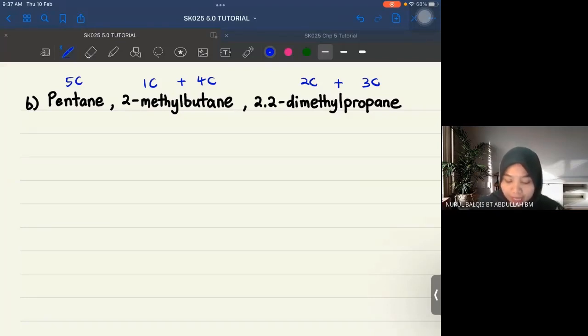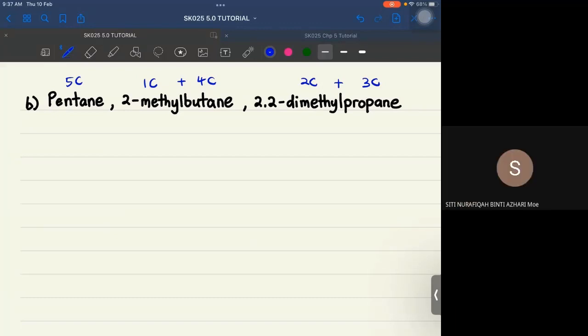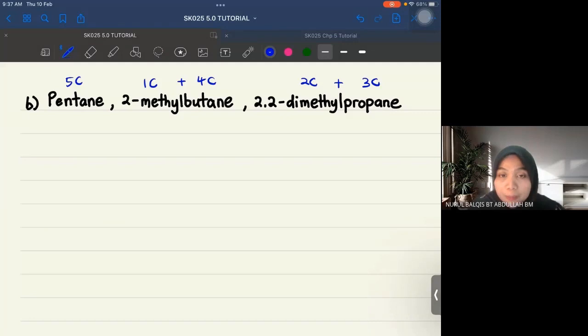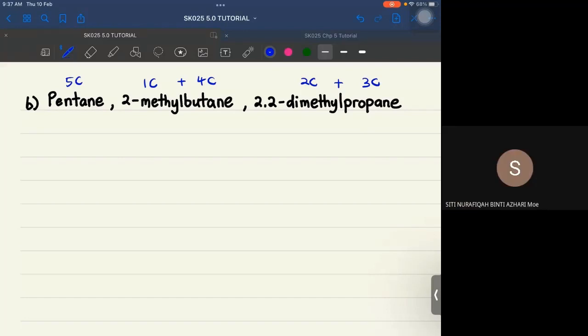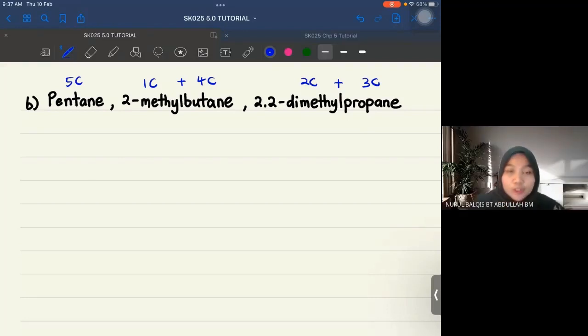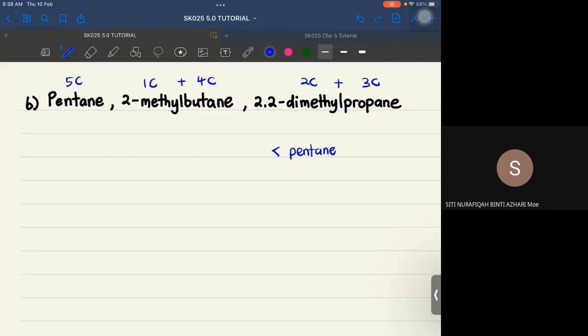Who do you think gonna have the highest boiling point? Bila kita nampak in terms of branching macam ni kalau tak keluarkan structure pun. Siapa paling tinggi? 2,2-dimethylpropane paling tinggi high boiling point? Oh, no. Pentane. Ya, pentane paling tinggi. Sekarang kita nak susun increasing boiling point. Okay. We have pentane and then pentane got higher boiling point, the highest lah. Followed by siapa? Yang ada satu branch ke dua branch? Satu branch.